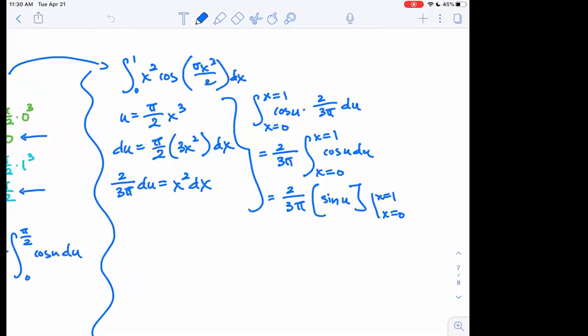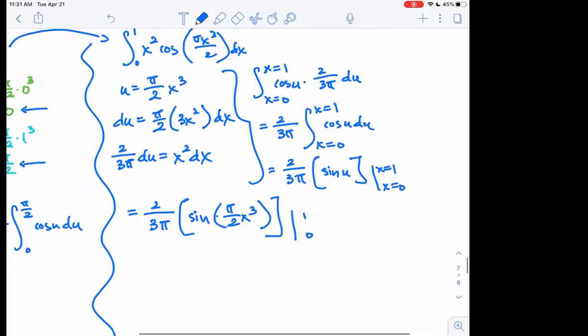Okay, so now I have to go ahead and put back in not u, but pi over 2 x cubed. And now I don't need the x's anymore. I can just put a 1 and a 0. All right, so let's plug in our numbers and see what we get.